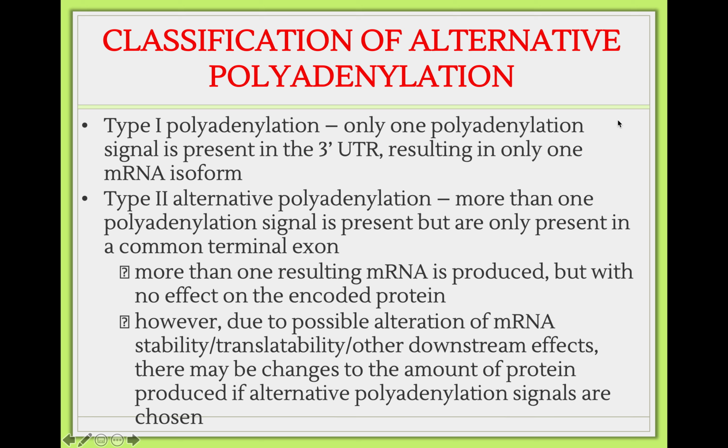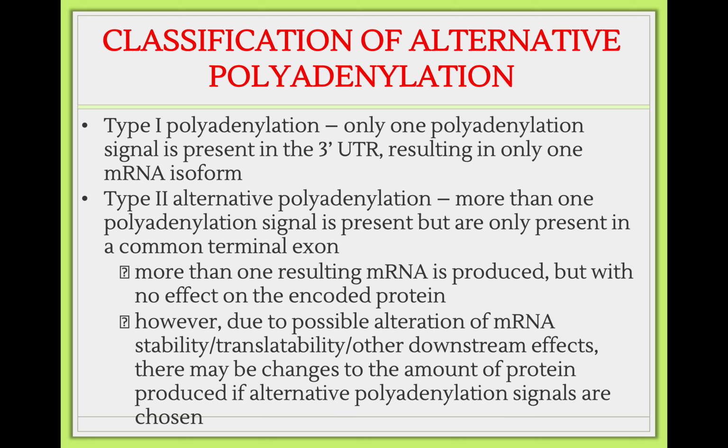Now, how do we classify alternative polyadenylation? There are different types. We'll start with type 1. Only one polyadenylation signal is present at the 3' UTR, resulting in only one mRNA isoform. This is, I would say, quite common.